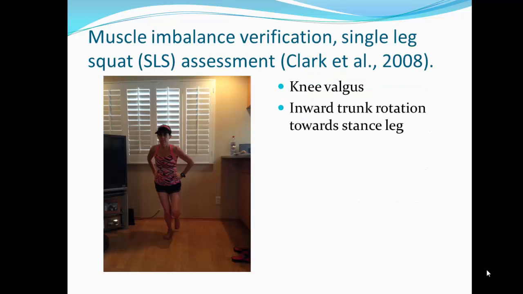So we want to find out what exactly is causing the problem in our subject here, and we know that the muscles are designed to move the joints. So we want to verify exactly what type of muscular imbalances she may be having to create the knee valgus that we're seeing. So I conducted a single leg squat assessment, and what we're seeing here is that she has the knee valgus and the inward trunk rotation towards the stance leg.